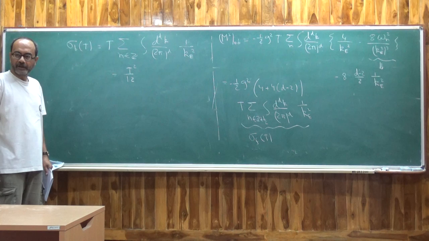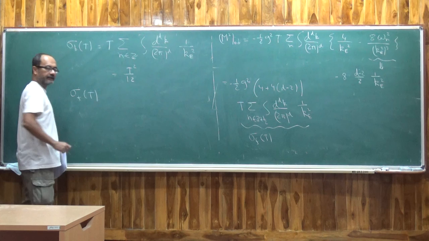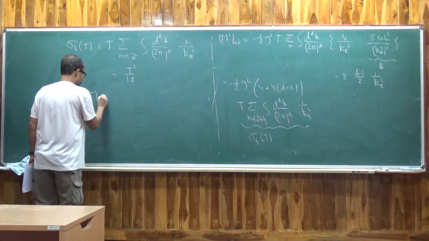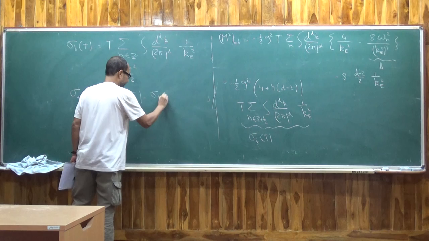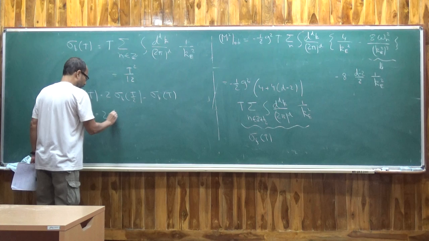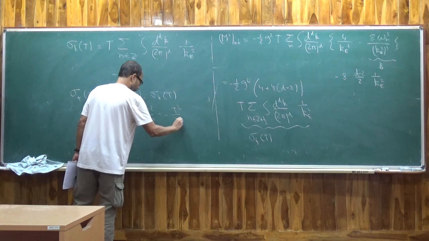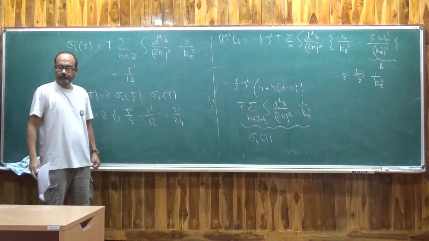So now we have to calculate sigma f of t. So what is sigma f in terms of sigma b? There is a general identity we have derived: 2 sigma b of t by 2 minus sigma b of t. This was the formula. So this will be 2 times 1 over 12 times t square over 4 minus t square over 12. Okay, so this gives you minus t square over 24. Because this is t square over 24 minus t square over 12. So minus t square over 24.